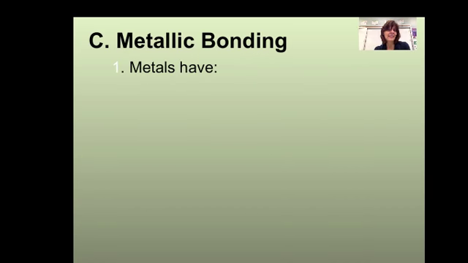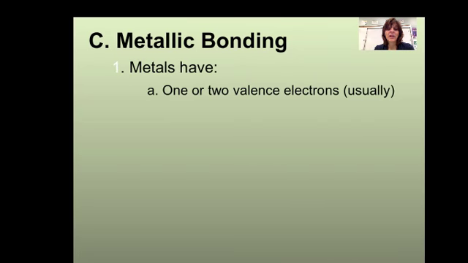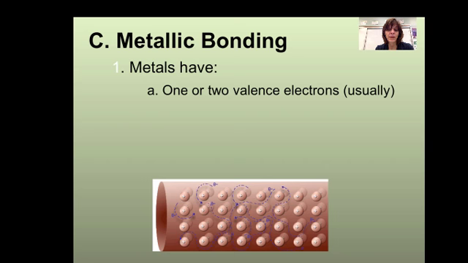Okay, last type of bonding is metallic bonding. And as we talked about in class, they have only 1 or 2 valence electrons. So when metals are bonded to other metals, that low ionization energy leads to them being able to share those electrons communally. So one atom's electrons become another atom's electrons, and the electrons just kind of move around from atom to atom.